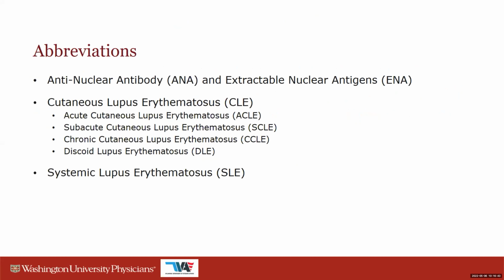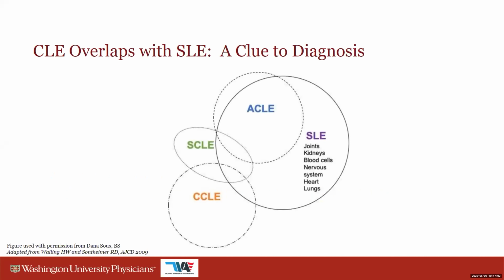And here we go. There are a lot of abbreviations we're going to use. Hopefully most of these are familiar: ANA and ENA, and then the various forms of CLE as well as SLE, to distinguish cutaneous from systemic manifestations. So why is this topic important? First of all, CLE overlaps with systemic disease, and oftentimes it can be a clue to diagnosing this mystery syndrome that's causing a lot of different manifestations. Different types of CLE overlap with systemic disease more often, acute cutaneous lupus being the most common, and being able to recognize cutaneous forms really can help cinch a diagnosis.